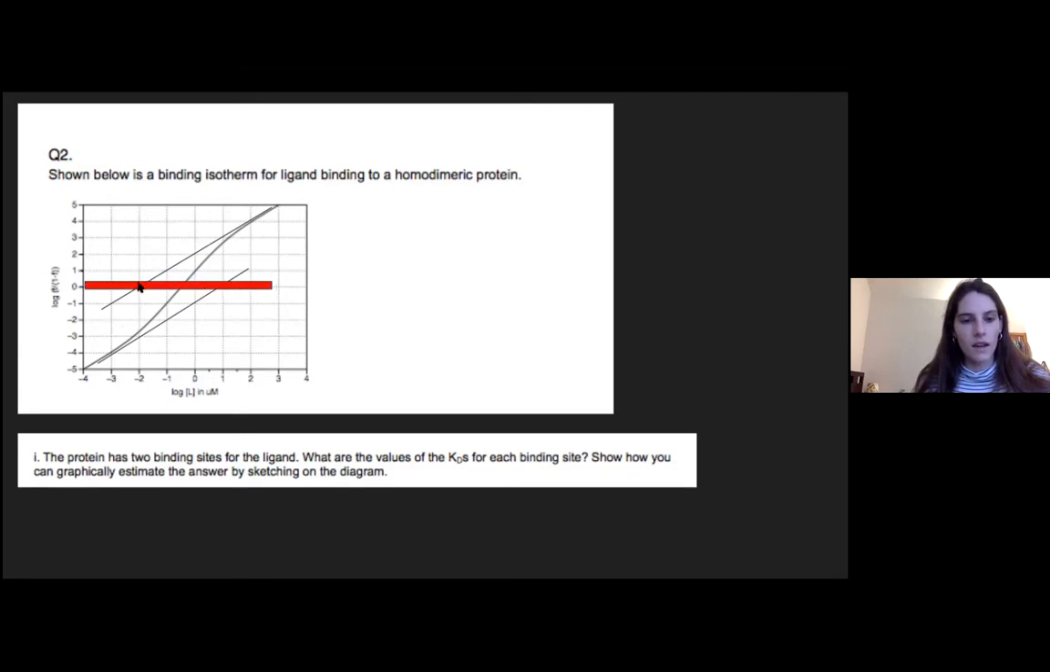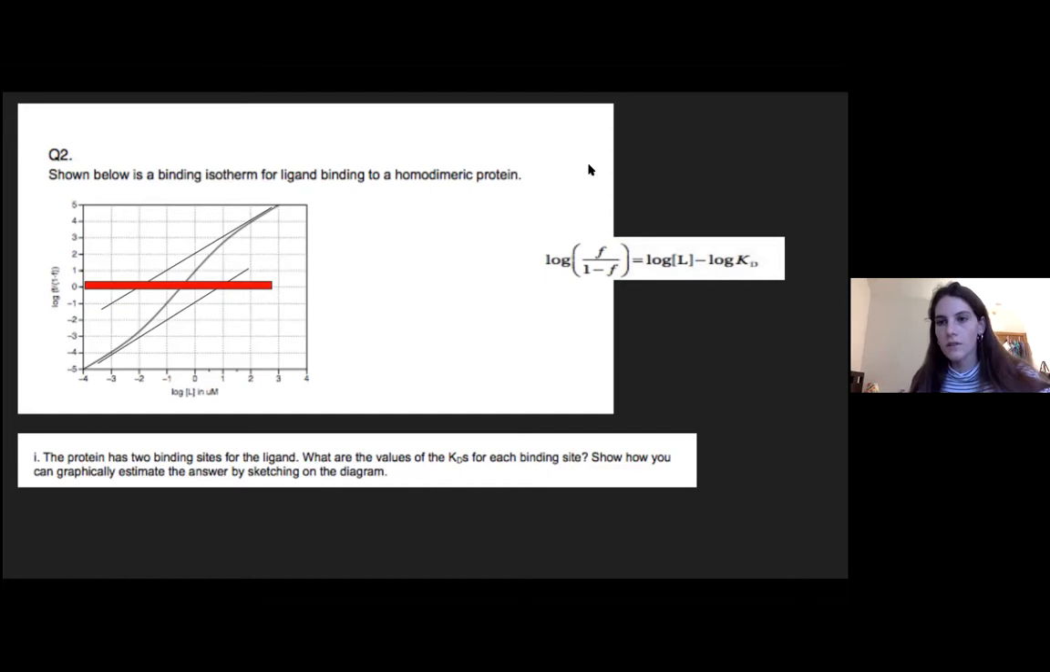You can see that for this portion, it's at about -2, and for this portion, it's at 1. If you use this formula, it can help you figure out why we're taking these values. You know that the log of KD1 will equal about 1 and log of KD2 will equal about -2. From there, you can use logarithmic properties to determine the values of KD1 and KD2.